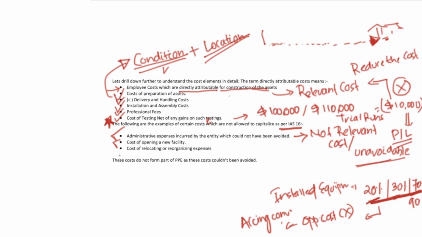The third point is the cost of relocating or reorganizing, including staff training, because it's not going to enhance the value of an asset. Hence, staff training as well. These costs are not capitalized under IAS 16 in respect of property, plant, and equipment.